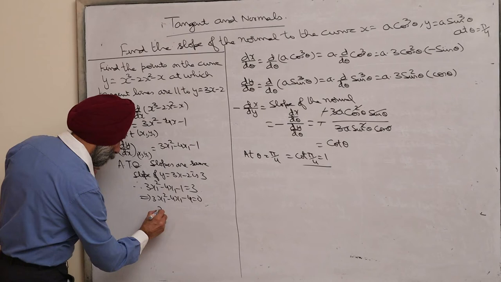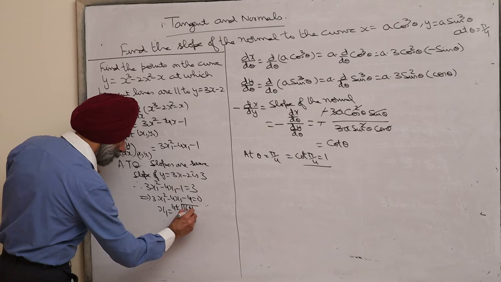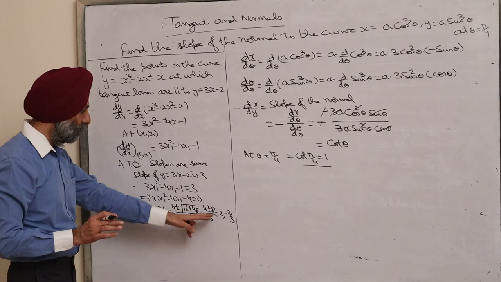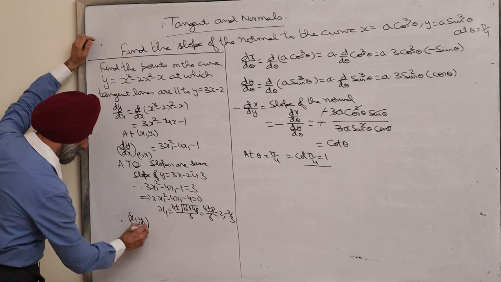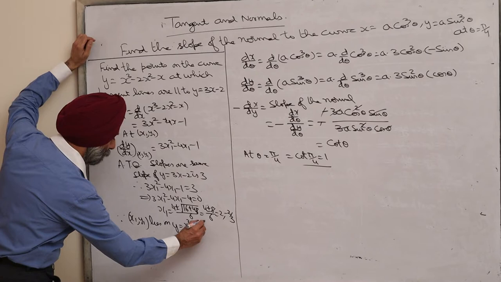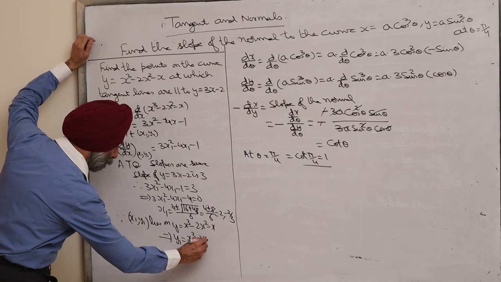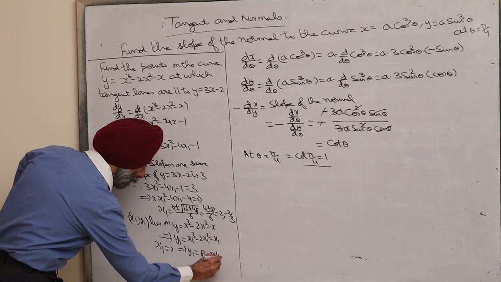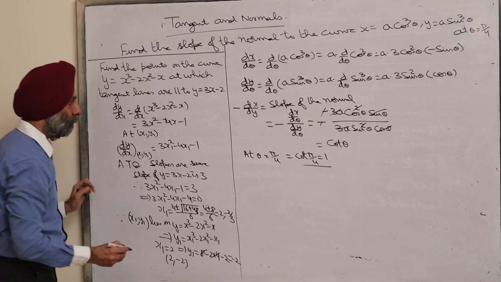Now from here x1 is equal to 4 plus minus root 16 plus 48 by 6, which is 4 plus minus 8 by 6, which is 2 or minus 2 by 3. So we are getting two points on the curve, x1 is 2 and minus 2 by 3. Now because x1, y1 lies on y is equal to x cube minus 2x square minus x, this implies y1 is equal to x1 cube minus 2x1 square minus x1. So x1 equal to 2 implies y1 is equal to 8 minus 2 into 4 minus 2. This is equal to minus 2. So one of the points is 2, minus 2.